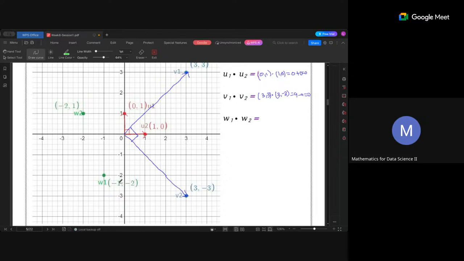Next, you have W1 as (-1, 2), and W2 is this vector. Now again, what is the angle between them? 90. What is the dot product of these two vectors? 0. 2 minus 2, 0. So you observe that in R2 at least, if two lines are intersecting at 90 degrees, then the dot product is 0.